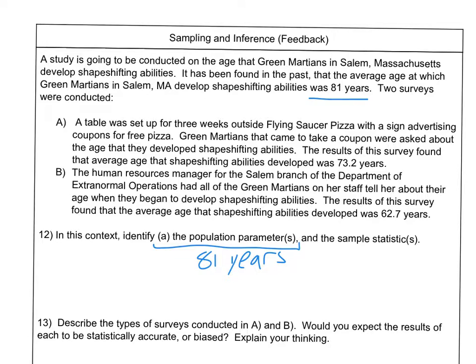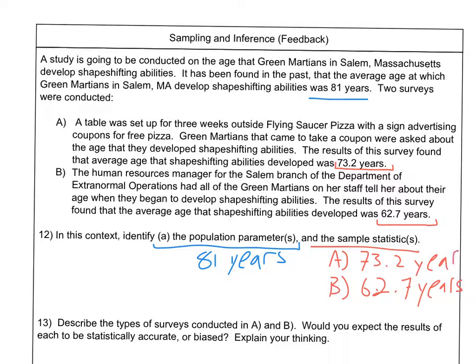The sample statistics, those are the results that we get from each of these surveys. So we have 73.2 years from the first one and 62.7 from the second one. So we got 73.2 and 62.7. I'll put years for both of those. These are the same thing. We're looking for the number of years that the average green Martian has before they develop shape-shifting abilities.